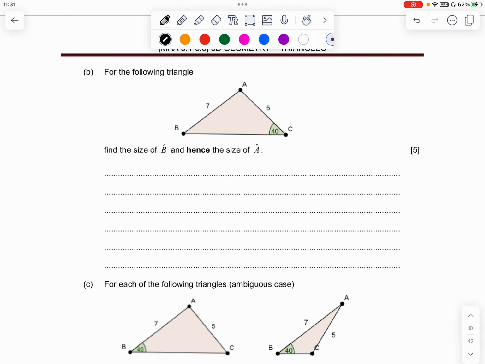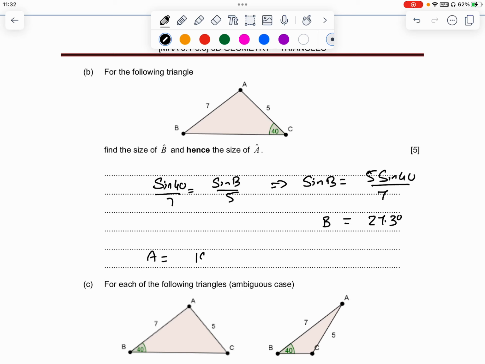Question number B. For the following triangles, find the size of angle B and hence find the size of angle A. So over there, what am I going to do? Sine 40 upon 7 equals sine B upon 5. So this gives me sine B equals 5 times sine 40 divided by 7. So from here, I will be getting the value of B as 27.3 degrees. So A will be 180 minus 40 minus 27.3, which is 112.7 degrees.